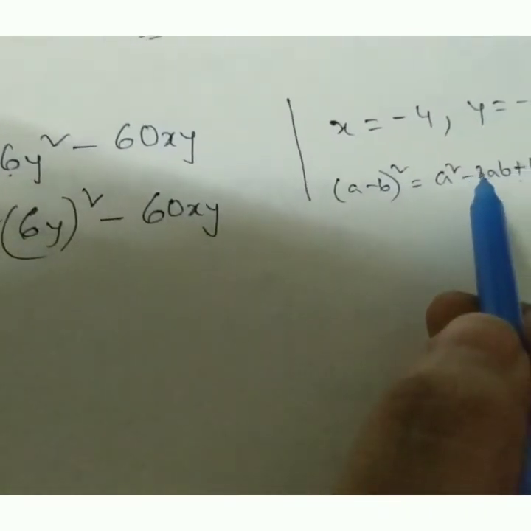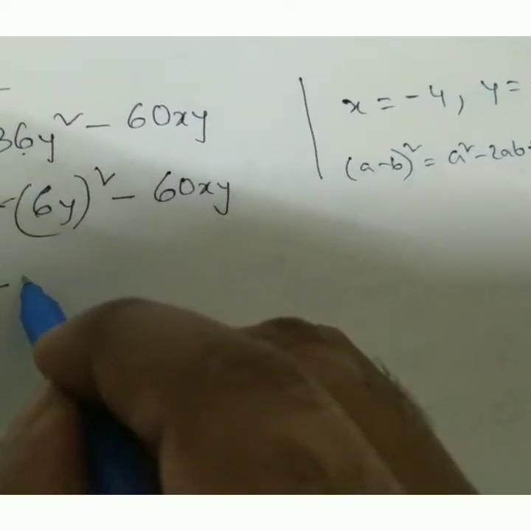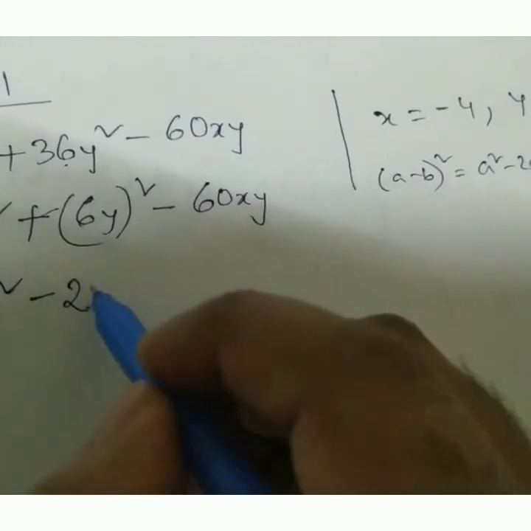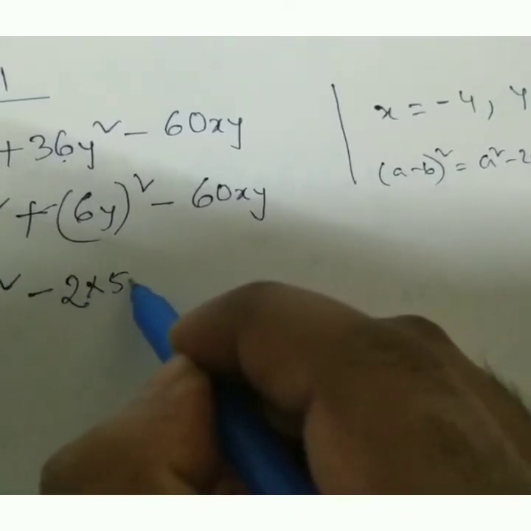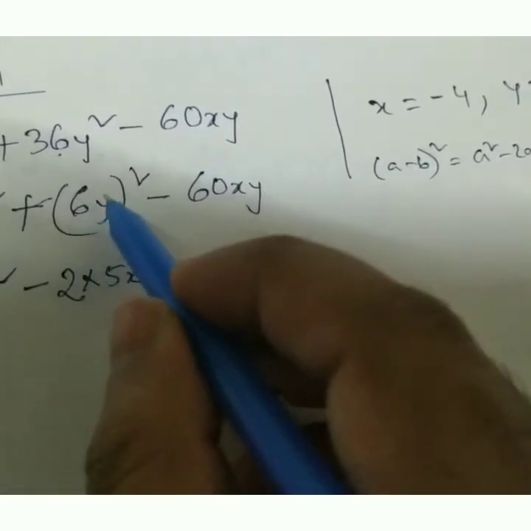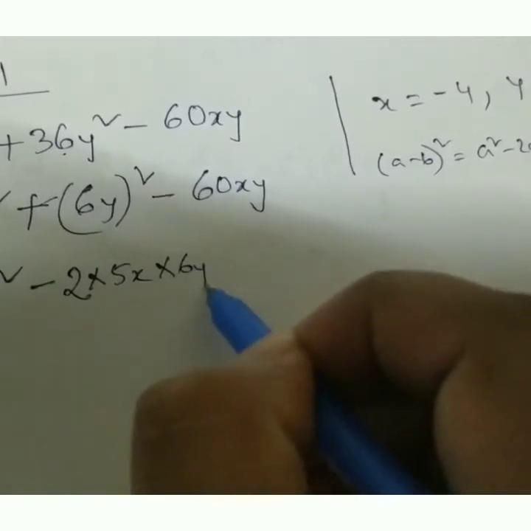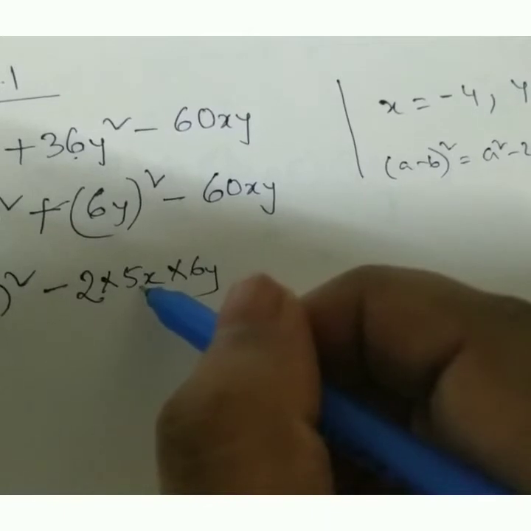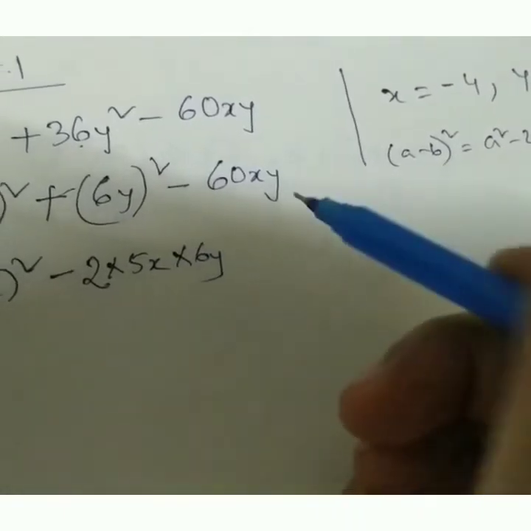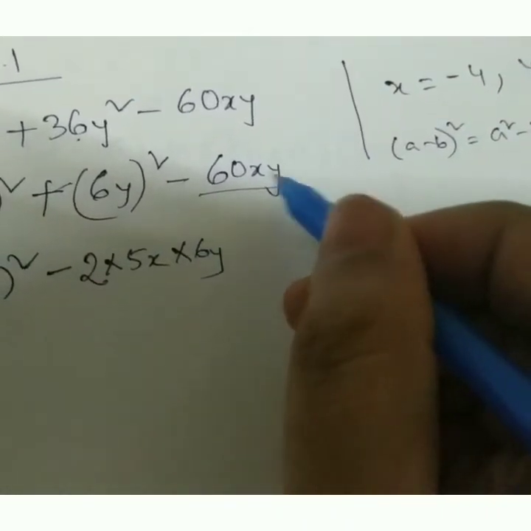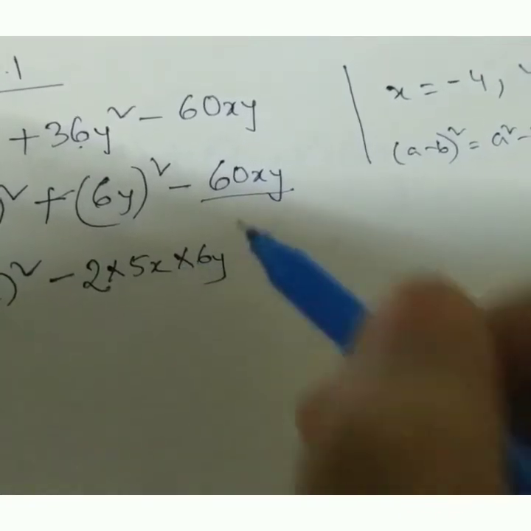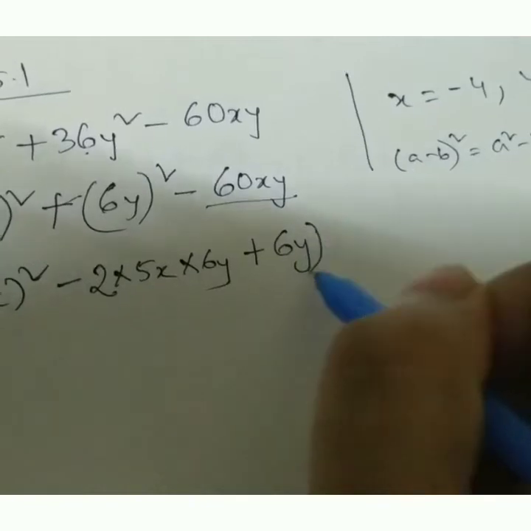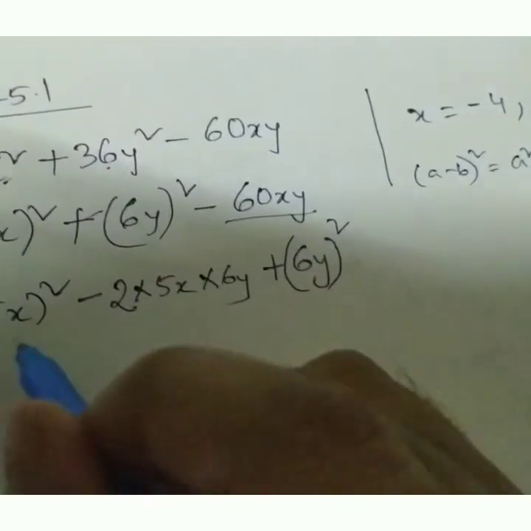So according to the formula I need to bring 2 first, so let's put 2 over here. Next 5x, this is our a, and 6y, this is our b. So 2 into 5, if you even check, 2 into 5 is what? 10. 10 into 6 is 60. So this is what we require, 60xy. So I have already converted it, plus 6y. Please remember to put this in brackets.